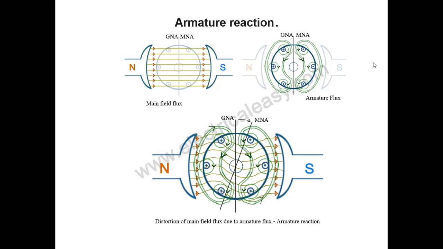It is very important to note the effects of armature reaction. Simply, it demagnetizes or weakens the main flux, and cross magnetizes or distorts the main flux. Distortion effect creates cross magnetization, and demagnetization effect weakens the main flux. Whenever flux is weakened, what happens? E is equal to phi Z N P by 60A.